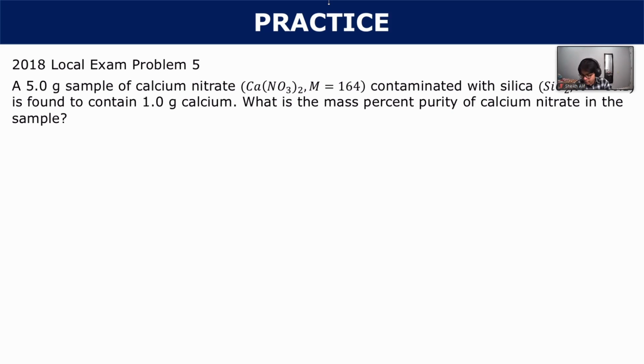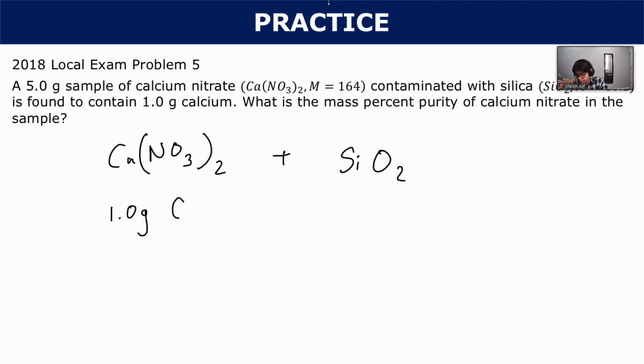All right, think about what this means. So we have some calcium nitrate, and we know that it's going to be contaminated with silica oxide. We're given that we've detected 1 gram of calcium in the sample. So that means how many moles of calcium is there?